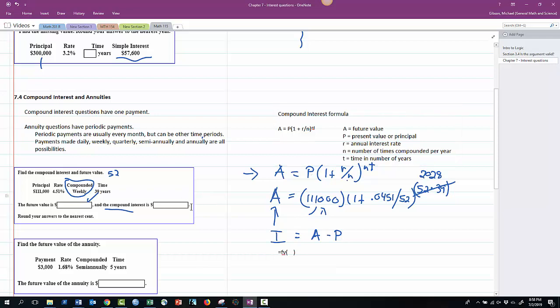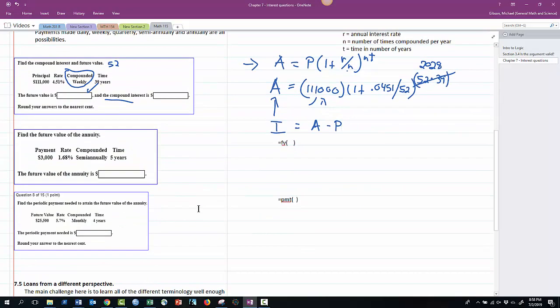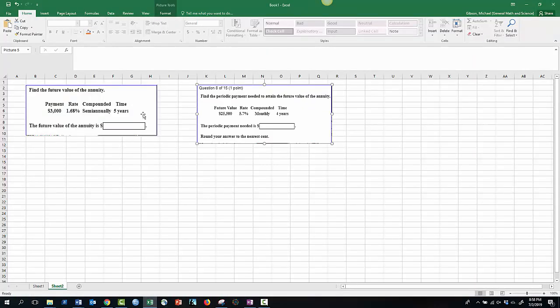Now, the rest of the questions are related to annuities one way or another. Here's one. Find the future value of the annuity. I'm going to skip over to Excel here. All right, I've got these two in here. Find the future value of the annuity. All right, so I'm going to recommend that you use Excel for all the annuity type questions, okay?